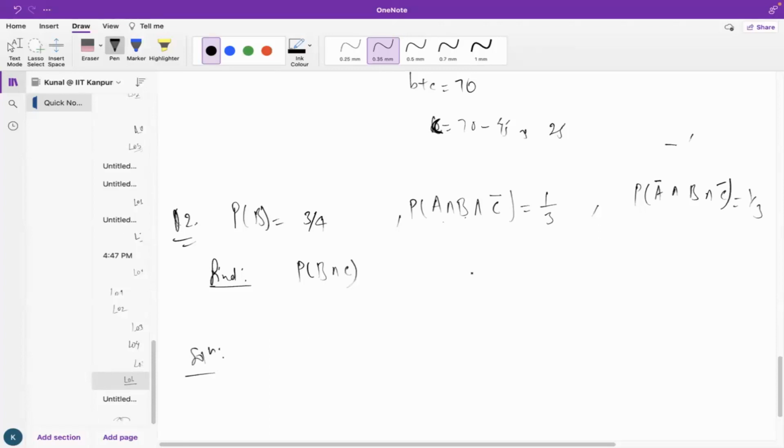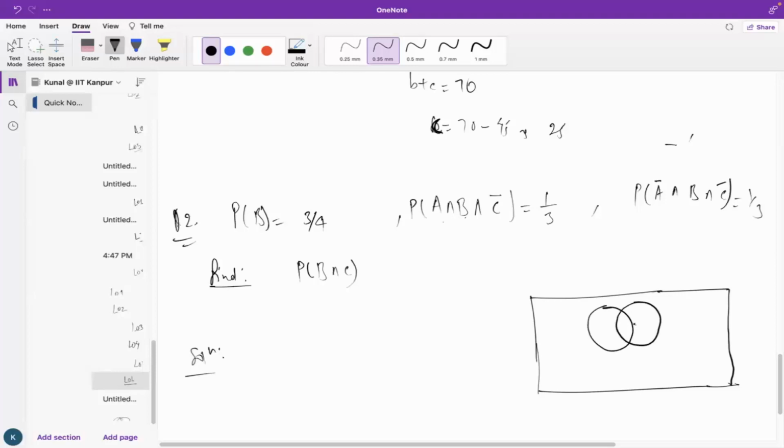Okay, so let me draw the Venn diagram. This problem will be easily solvable. Let me draw it in a clear way as well. Okay, so let me erase it. This is our first event, which is called A. This is our second event, and this is our third event. So this is our A, this is our B, and this is our C. Let me call this region A, this region B, this region C, this region D, this region E, this region F, and this region G.